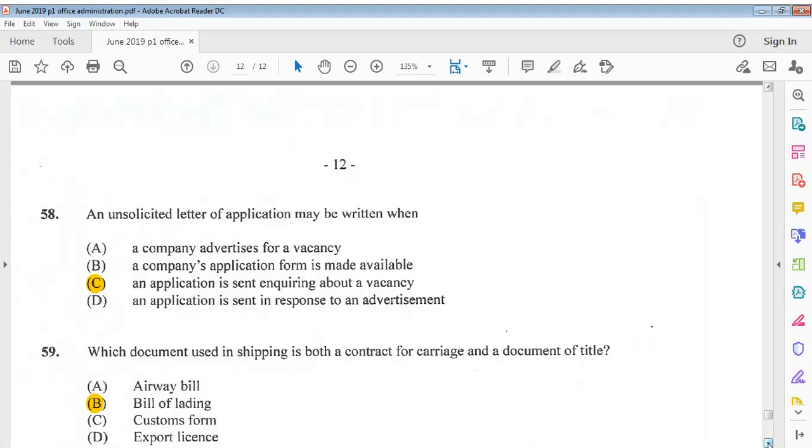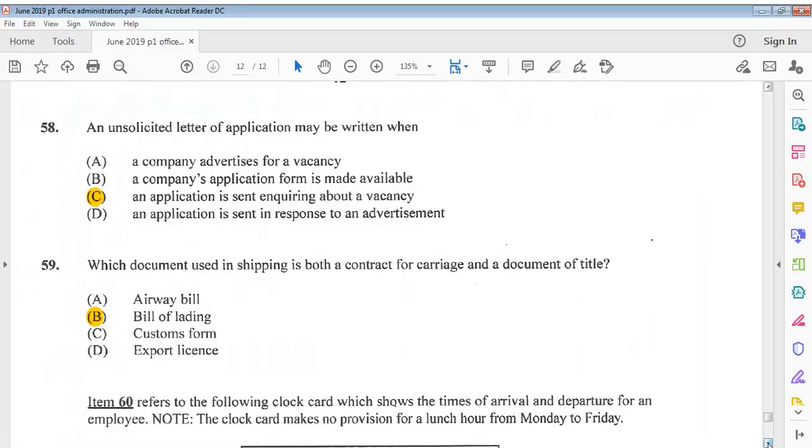Let's move on to question number 58. An unsolicited letter of application may be written when A, a company advertises for a vacancy, B, a company's application form is made available, or C, an application is sent inquiring about a vacancy, or D, an application is sent in response to an advertisement. So we know it would be C. It's an unsolicited letter, right? So an application is sent inquiring about a vacancy.